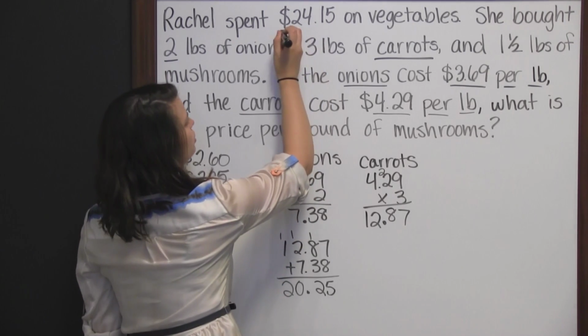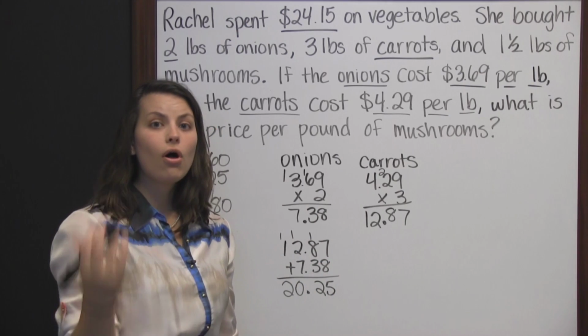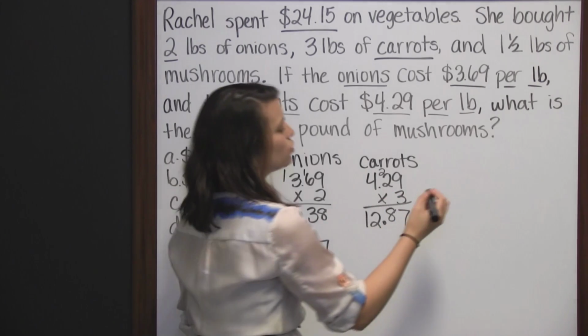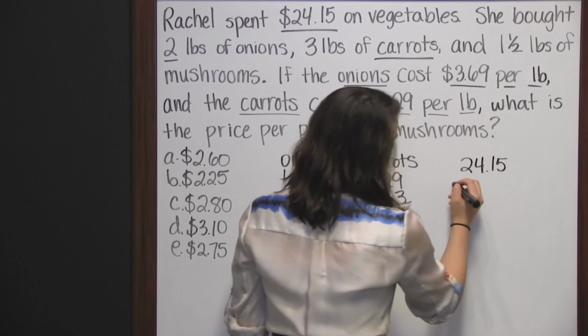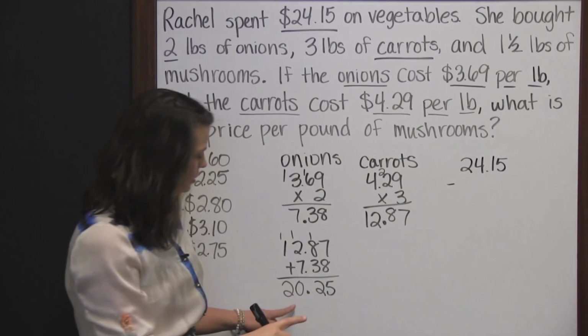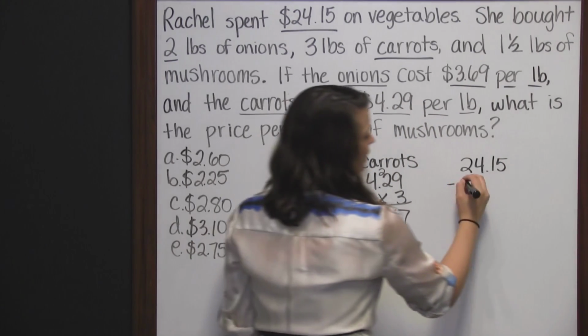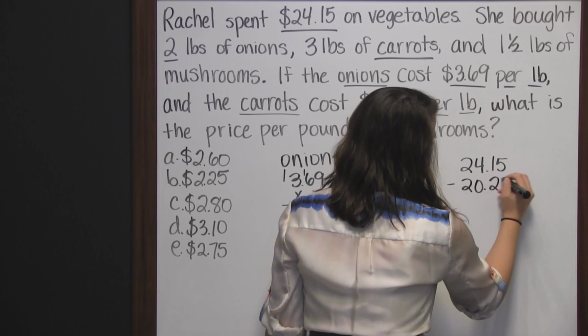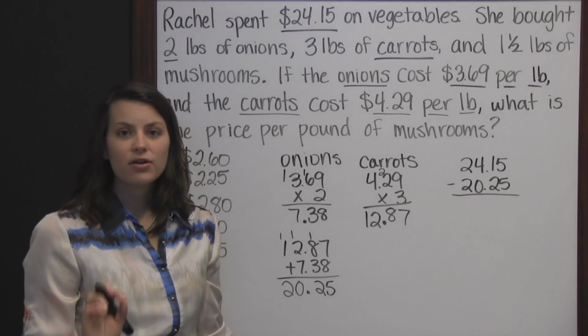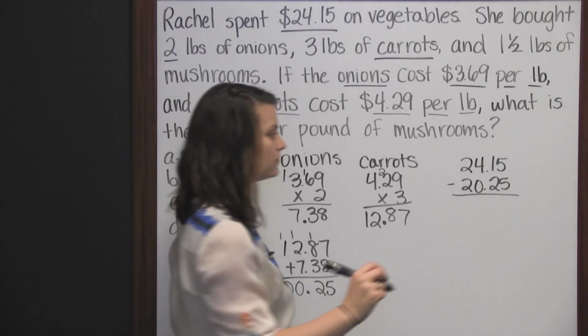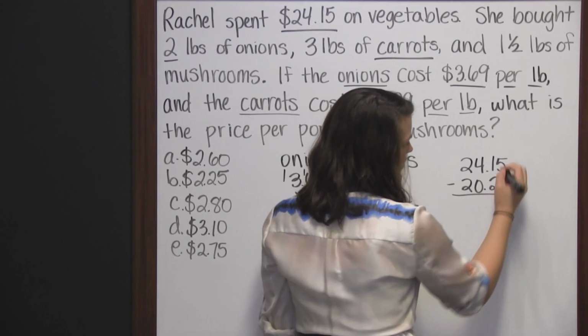Since I know her total spent on all of the vegetables is $24.15, I can take that total and subtract $20.25, which was spent on onions and carrots, and what I'll have is the amount of money she spent on the mushrooms. So again, we line up our decimals.